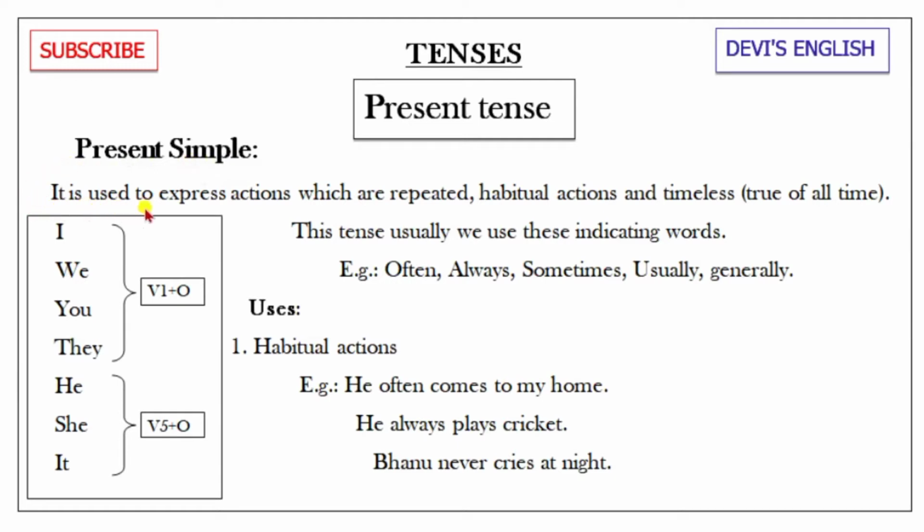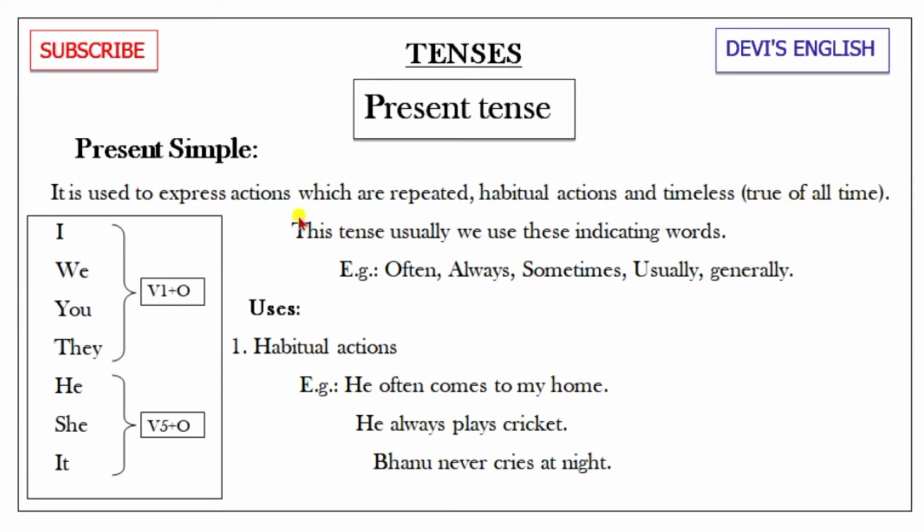Present simple. It is used to express actions which are repeated, habitual actions and timeless. Timeless means true of all time. It is also called universal truths. We are using simple present tense.